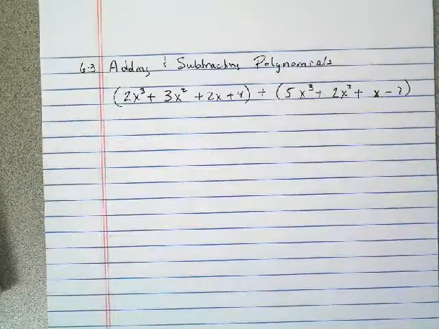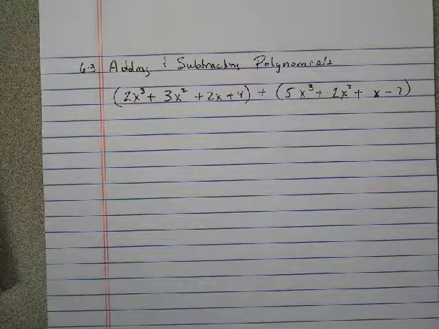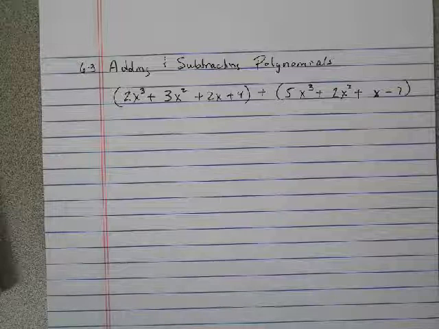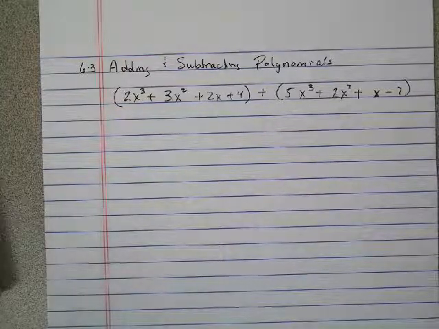The next lesson we're getting into is adding, subtracting, and multiplying with polynomials. So if you were in the textbook, this would be Chapter 6, Lesson 3. Seems like we're kind of skipping around, but the book is actually laid out in a little bit different order.